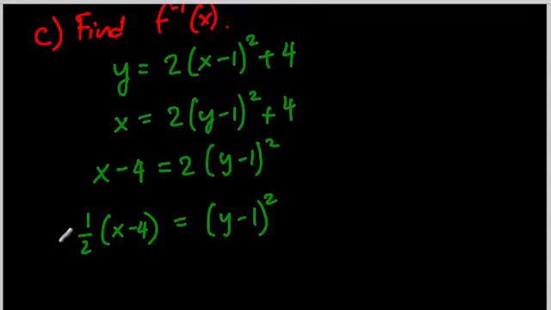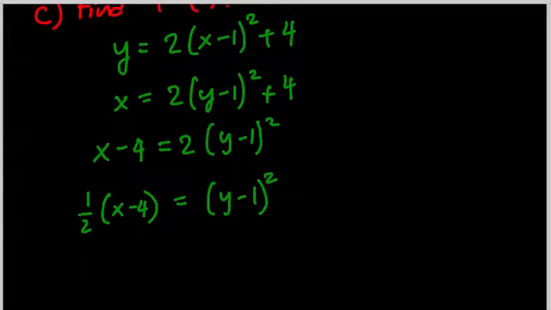And the next thing we're going to do is take the square root of both sides, because I need to get out the y minus 1. So we're going to square root both sides.